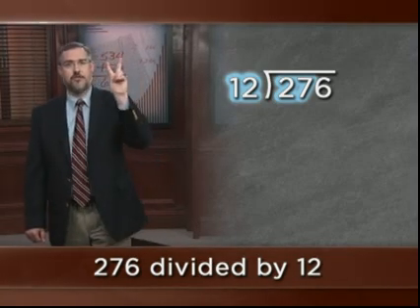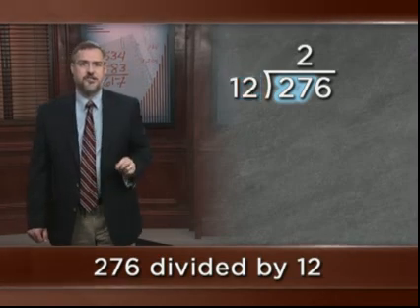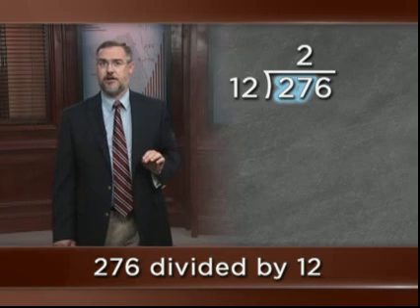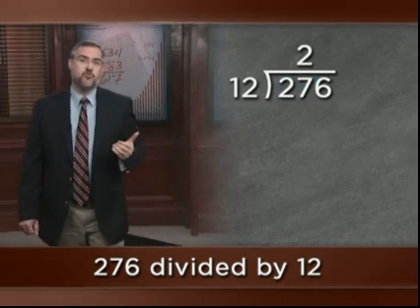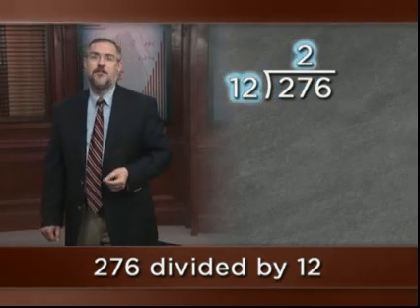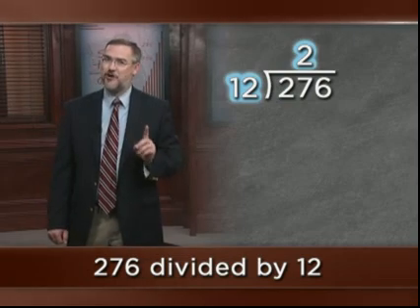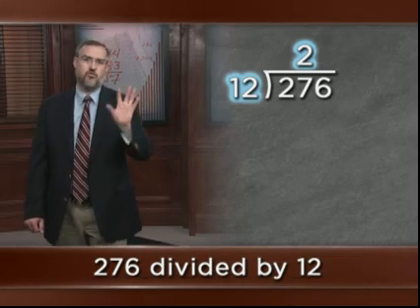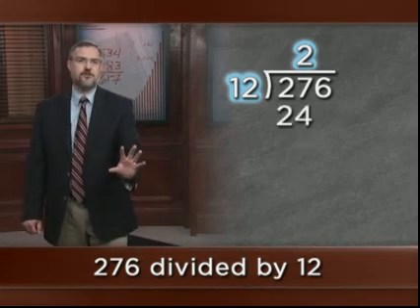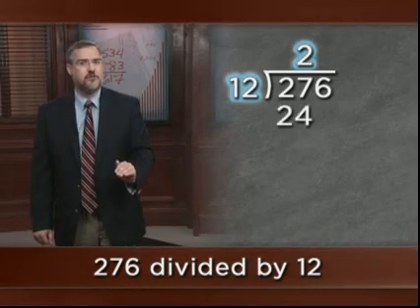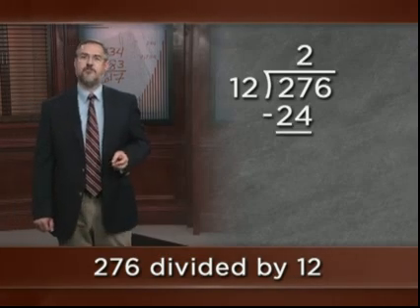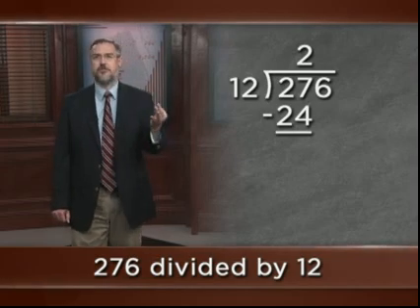And so we're going to write that 2 above the 27, above the 7 in 27. We've got to get our alignment correctly. And then we're going to take 12 times 2. This is where knowing your facts up to 12 times 12 can be very helpful. 12 times 2 is 24. So we're going to put the 24 down below the 27, and we're going to do what operation? We're going to subtract. 27 minus 24 is equal to 3.